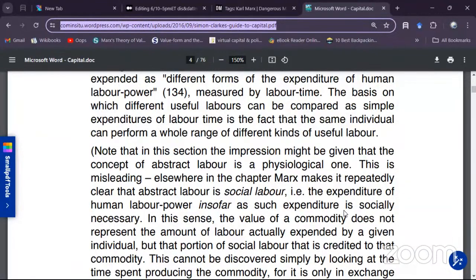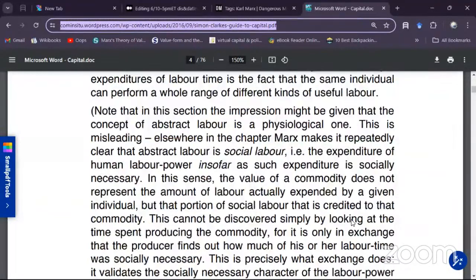In this sense, the value of a commodity does not represent the amount of labor actually expended by a given individual. This is where the congealment argument gets screwed up. But that portion of social labor that is credited to that commodity. So it is the act of crediting, not the sort of congealment. That's why people get confused by this stuff.